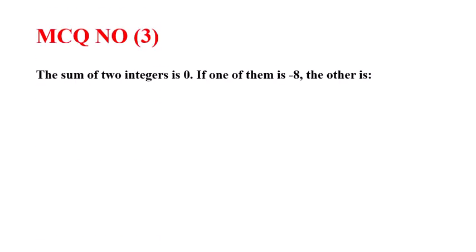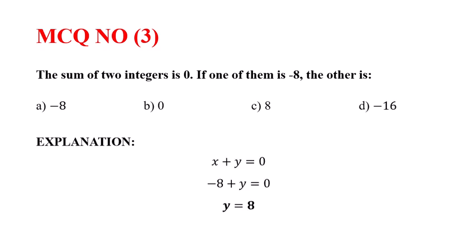MCQ number 3, the sum of two integers is 0. If one of them is minus 8, the other is? The given options are option A minus 8, option B 0, option C is 8 and option D is minus 16. Explanation: according to the given condition x plus y is equal to 0 because the sum of these integers is 0, that's why x plus y is equal to 0.